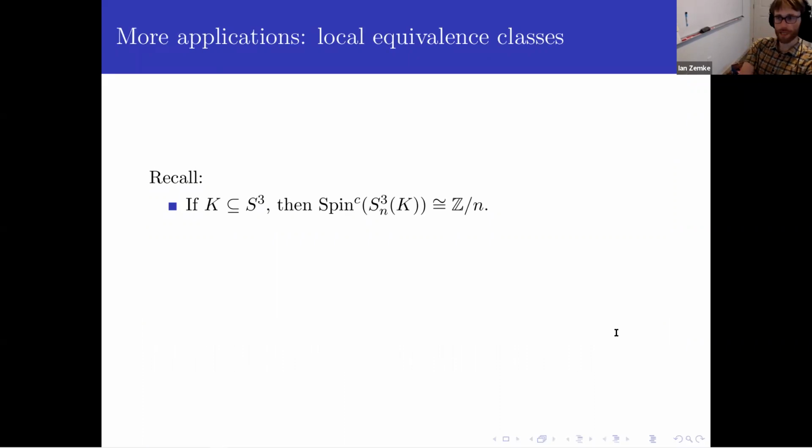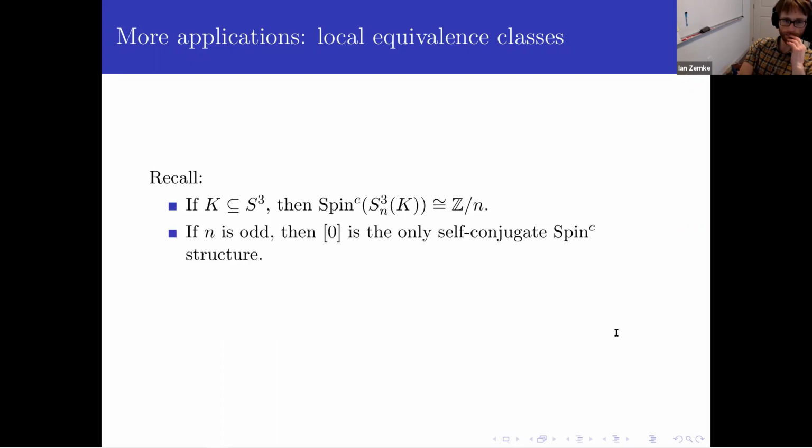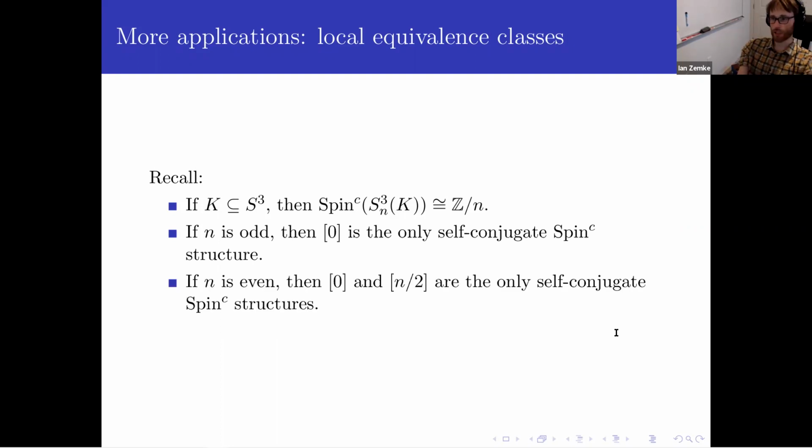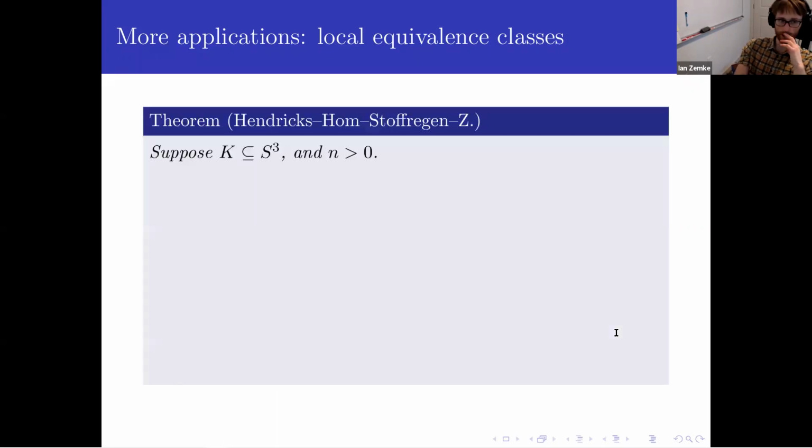Just recall, before we state the formula, that there's a canonical identification of spin^c structures with Z mod N due to N surgery. This is just arithmetic. The conjugation action on Z mod N sends i to minus i. If N is odd, then 0 is the only self-conjugate spin^c structure. There's only one that's fixed. But if N is even, there are two: 0 and N over 2. These are the only self-conjugate spin^c structures.